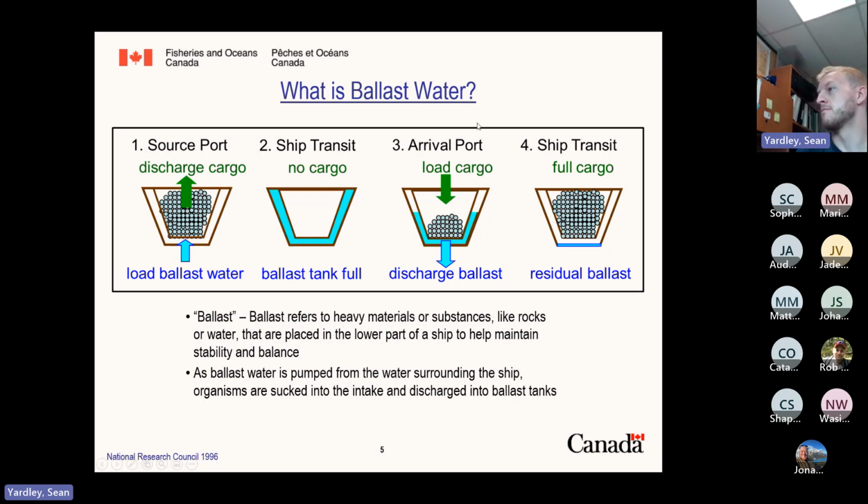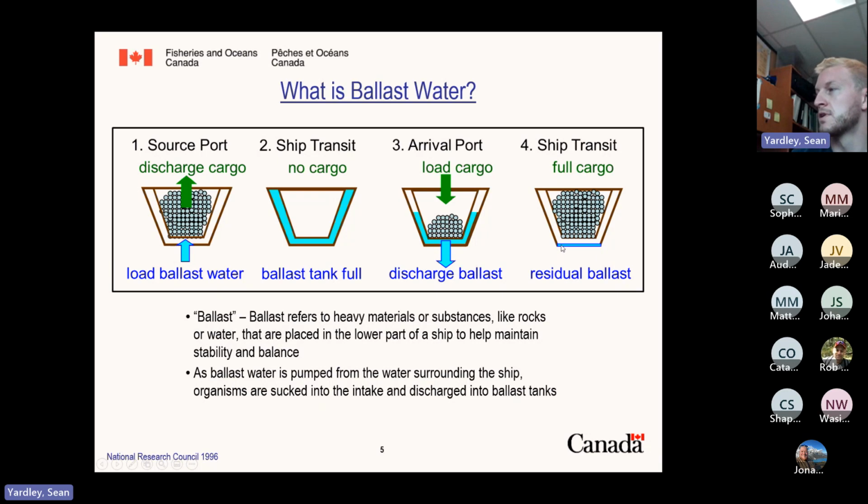Another mechanism of transport from one area to another would be residual ballast. Anyone who has a bilge pump in their own personal boat or even a sump pump in their house knows that you can run a pump on the floor as long as you want, but there's always going to be a little bit of water left over. It's almost impossible to get every last drop out, and ballast water tanks are no exception in that way.